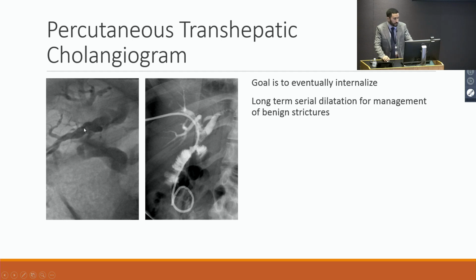So this is how the procedure goes. If you look at this tangle of whatever this is, those are the dilated bile ducts. We're in there, we're injecting dye. We can see how big and dilated they are. We place a catheter across it, and this is actually into the bowel.